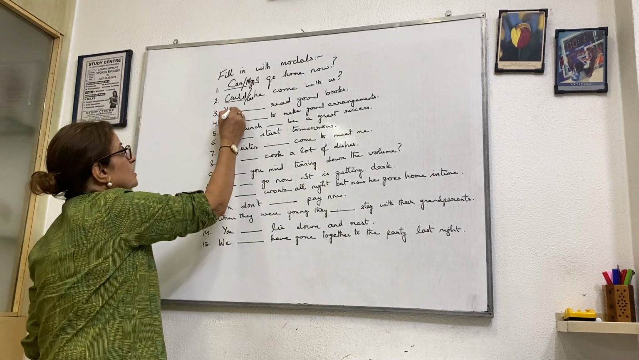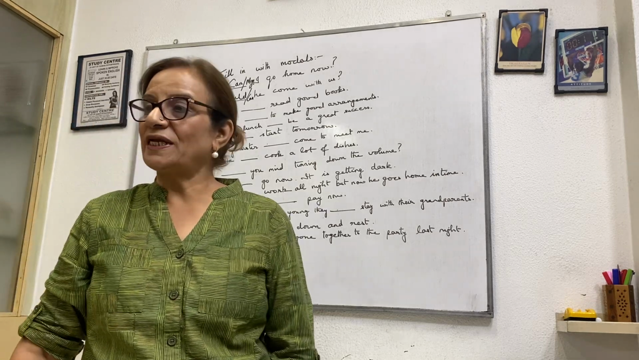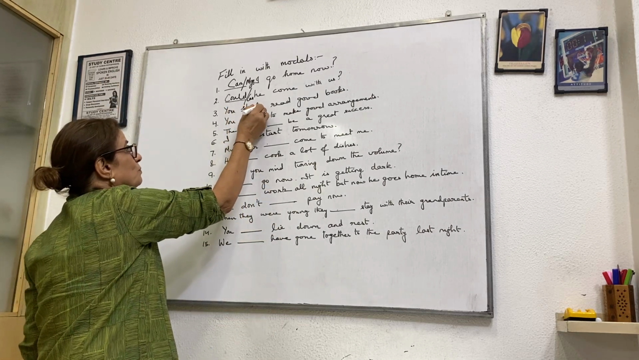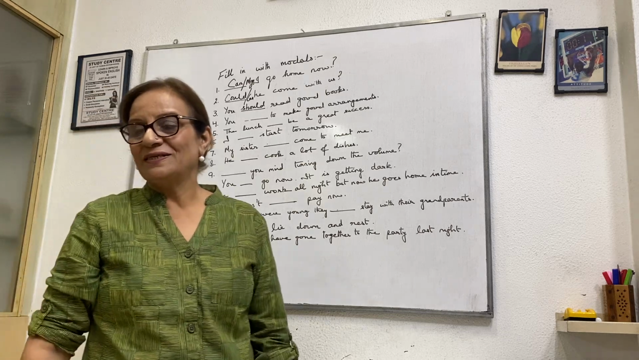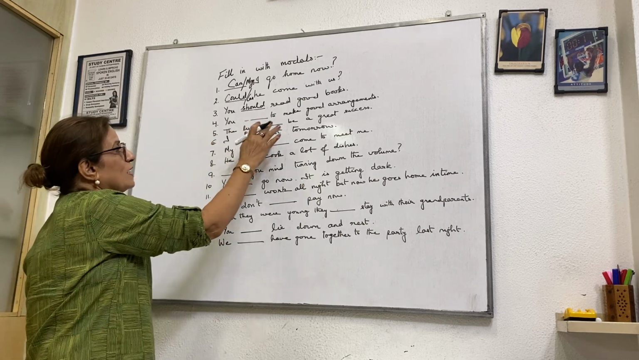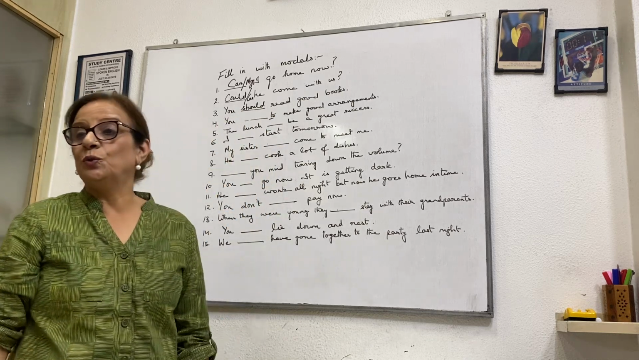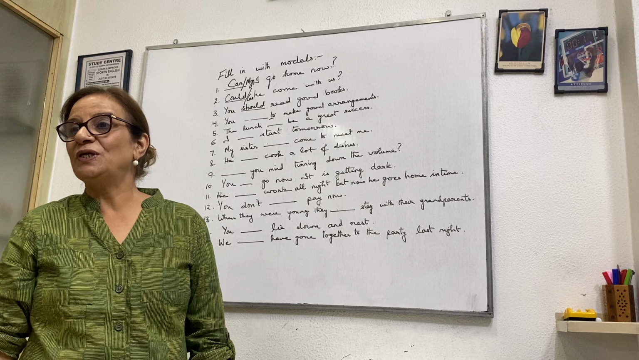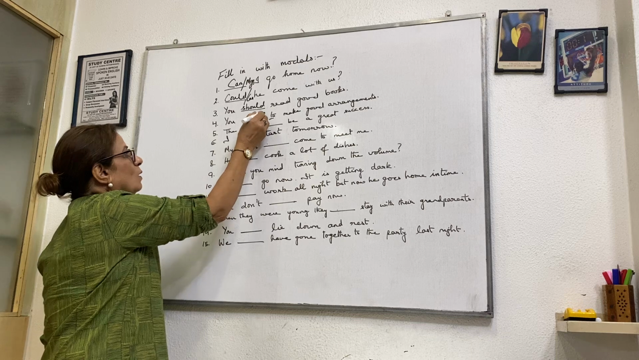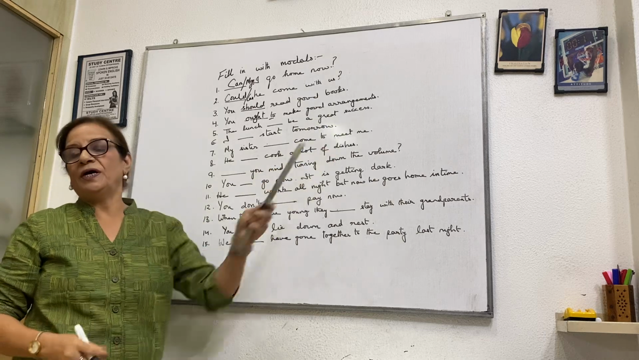Next, you dash read good books. And advice. So advice, what do we say? You should read good books. It's an advice. Next, you dash to make good arrangements. Now see, this is giving you the clue, to. So we know that the modal has to have to with it. So you ought to. Sorry, you ought to make good arrangements.